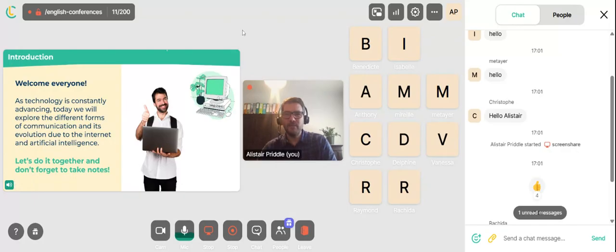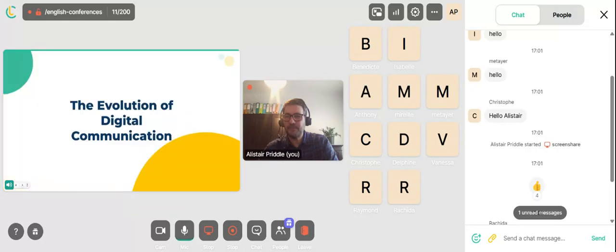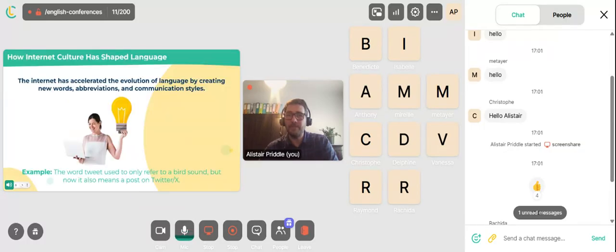Okay, well, welcome everybody. As technology is constantly advancing, today we will explore the different forms of communication and its evolution due to the internet and artificial intelligence. Okay, so let's do it together, and don't forget to take notes as we go. So here we go, the evolution of digital communication. So how internet culture has shaped language.